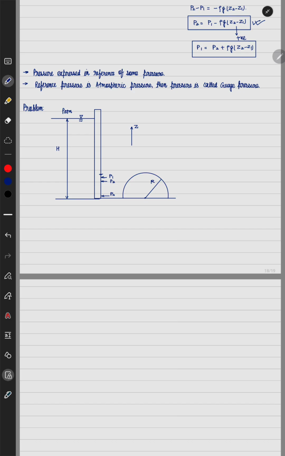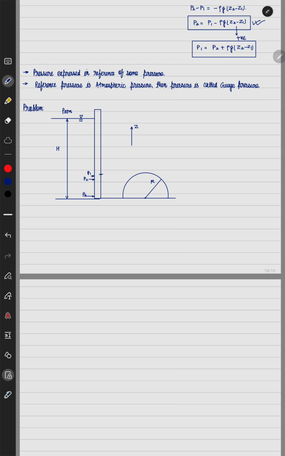Let us draw it from this side, because on this side the liquid is filled. P1 is smaller, P2 is larger, and Pn is very large. This is P1, this is P2, and this is Pn, and the magnitude is governed by the equation rho g times height.